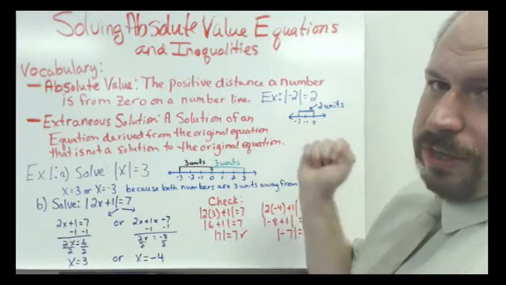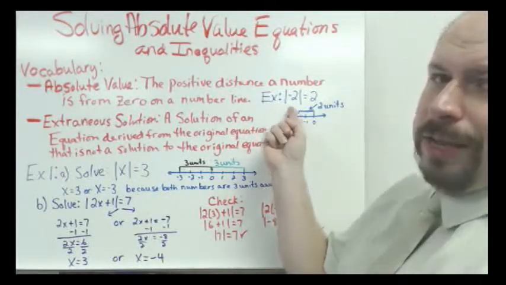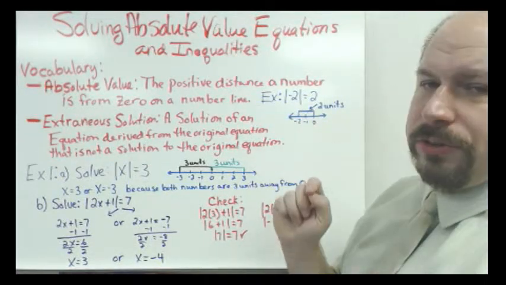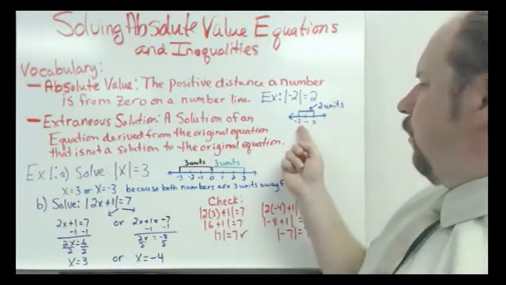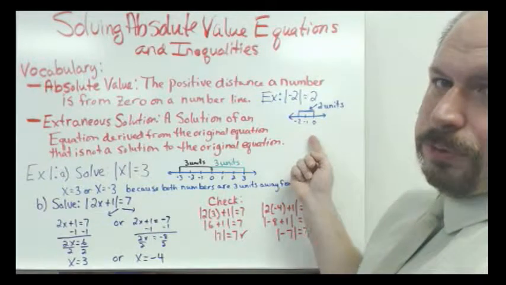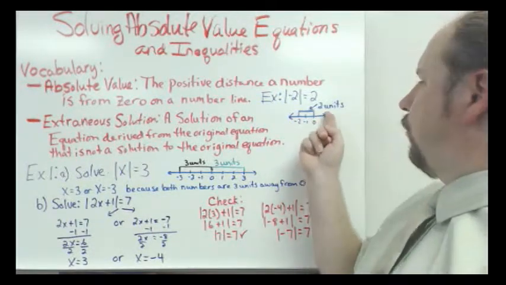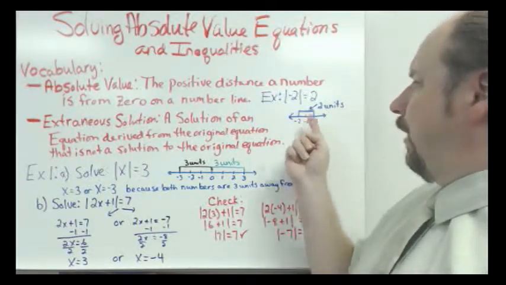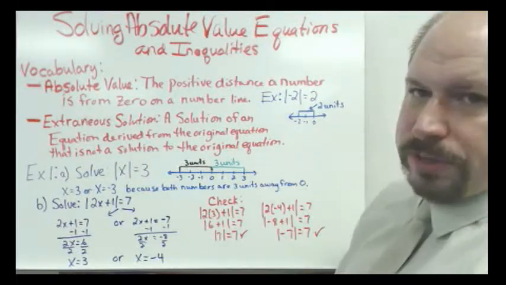First, here is a basic example of absolute value. The absolute value of negative 2 is positive 2. And if we look here, the distance from negative 2 to 0 on the number line is 2 units. So the absolute value of negative 2 is positive 2.